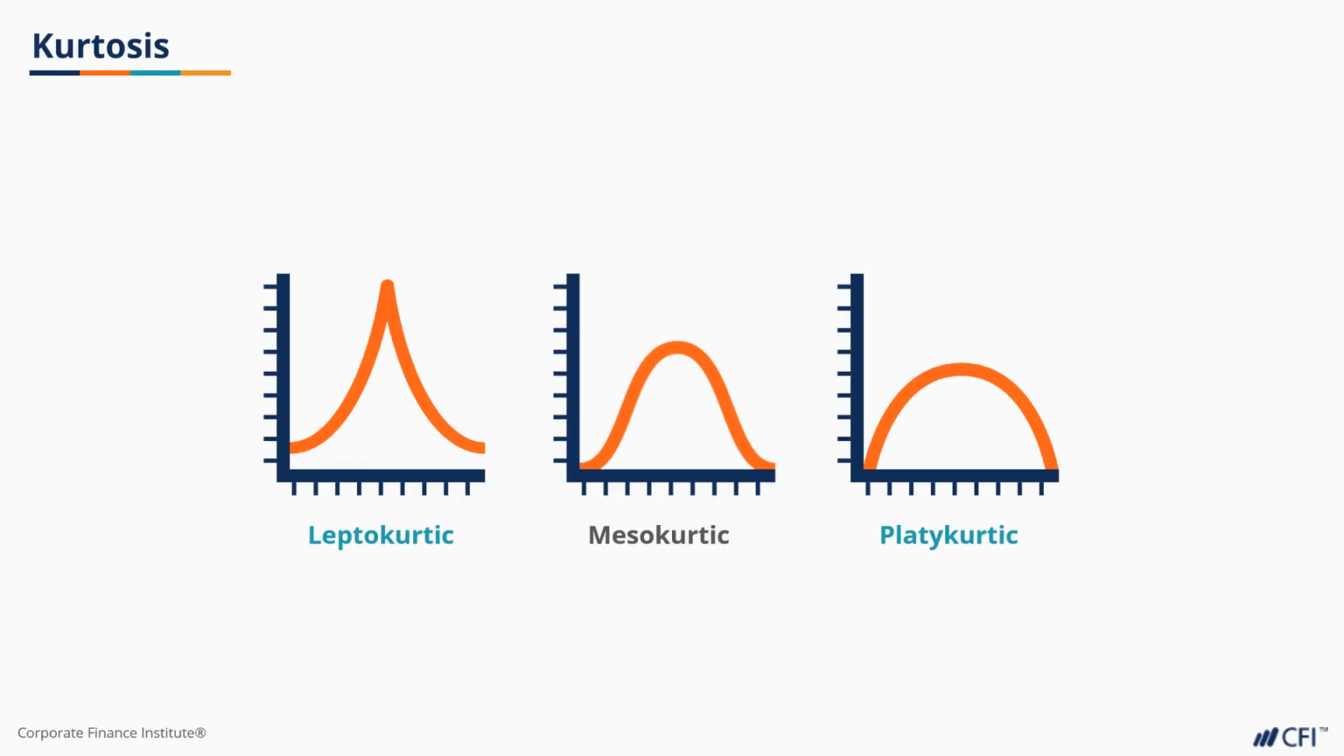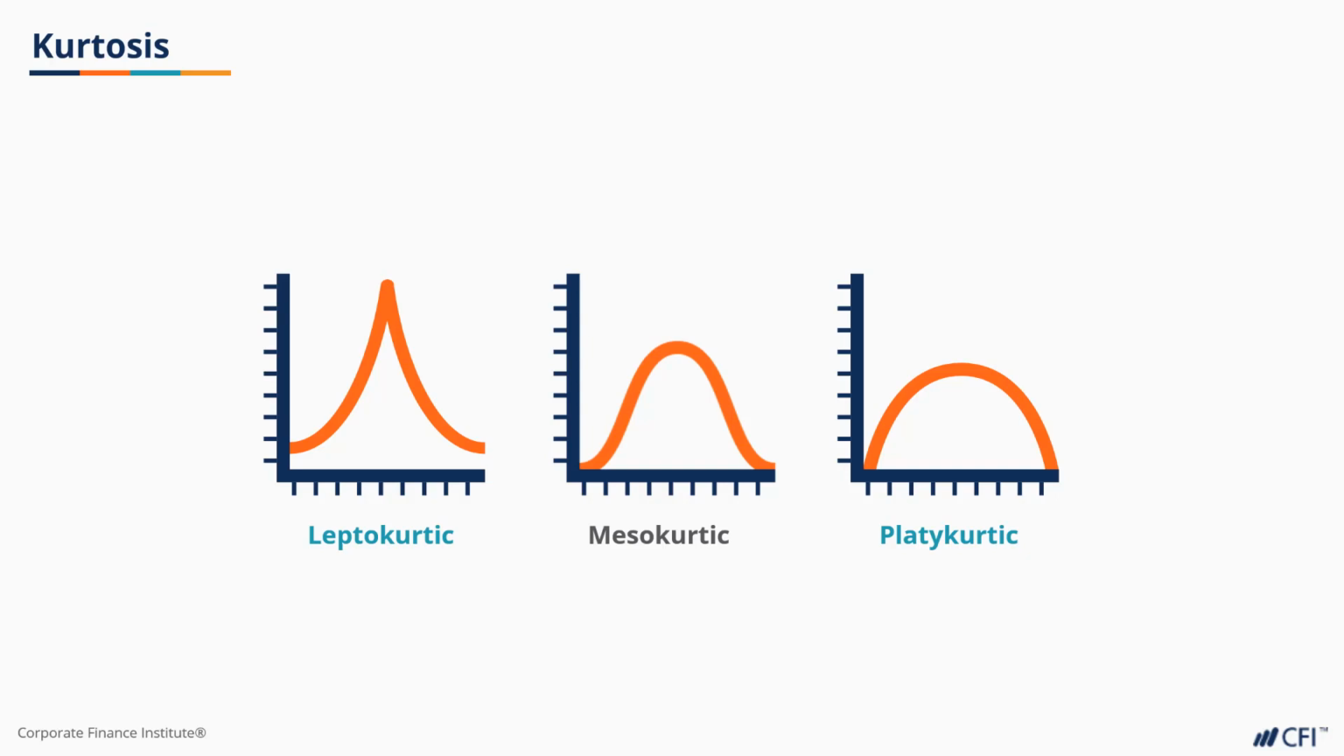Kurtosis is another description, which focuses on the weight in the tails and around the mean. More or less normal distributions are mesokurtic. In platykurtic distributions, the weight of the distribution is spread around the mean, with very little in the tails. And leptokurtic distributions are more peaked, with very fat tails, and therefore a larger number of outliers as well.